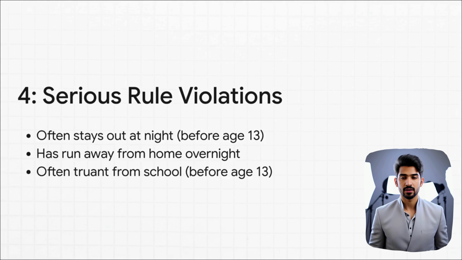And finally, our 4th category covers really serious rule breaking, especially for someone's age. This means behaviors like, for a kid who's not even 13 yet, frequently staying out all night against their parents' rules, running away from home for a night or longer, or constantly skipping school.